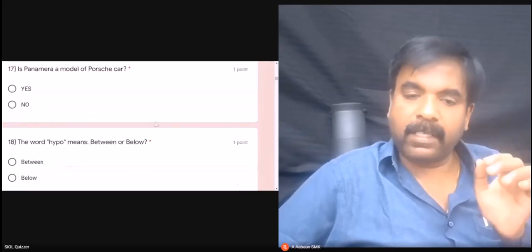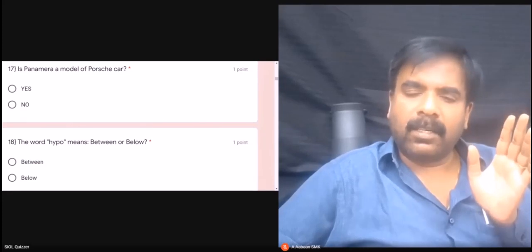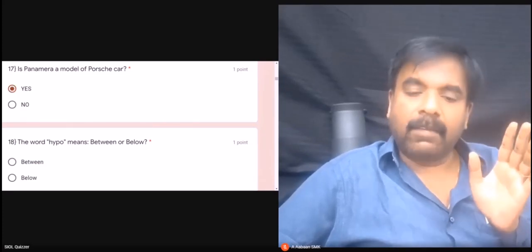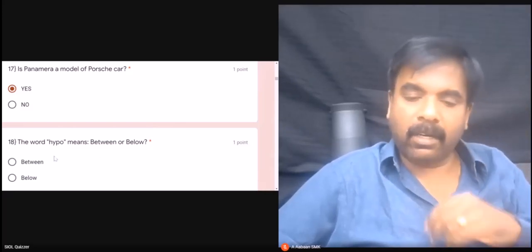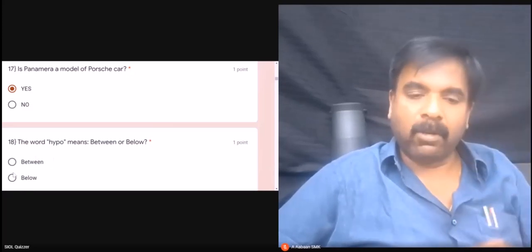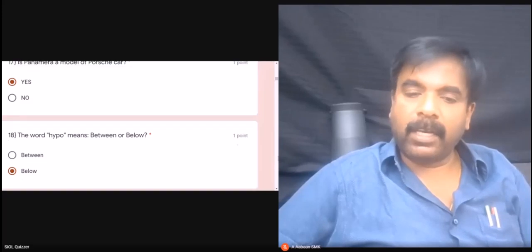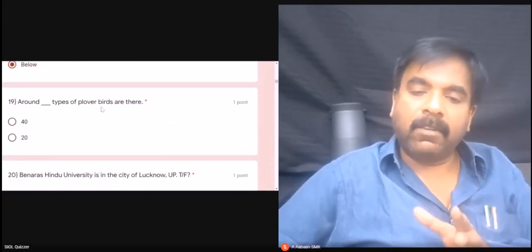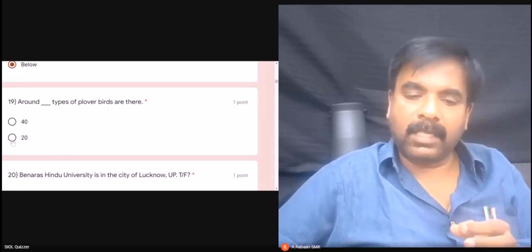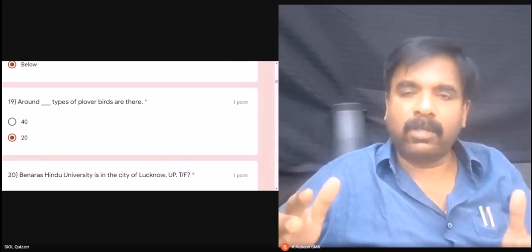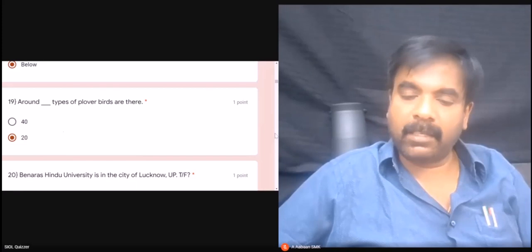So let us go through this fast. Is Panamera a model of Porsche car? I think the answer is yes. The word hypo means between or below. So this either-or type question, hypo means below. The word hypo comes very often in chemistry and all. It means below. Okay. Around dash types of flower birds are there. I'm not sure of the answer, so I'm just saying 20. Even if you don't know some answer, just mark it. There are no negative marks as we saw in the beginning itself.